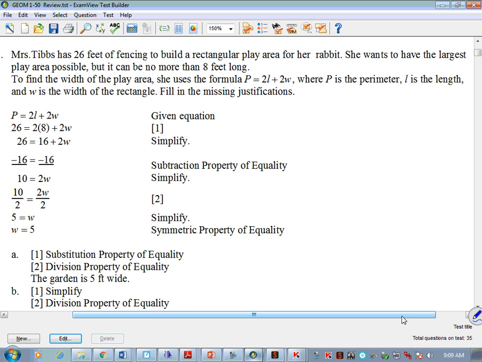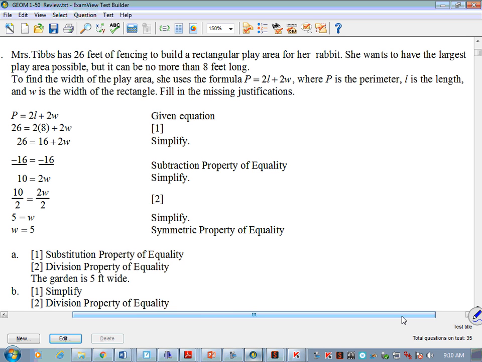Mrs. Tibbs has 26 feet of fencing to build a rectangular play area for her rabbit. She wants to have the largest play area possible, but it can be no more than 8 feet long. To find the width of the play area, she uses the formula that the perimeter will be twice the length plus twice the width, where P is the perimeter, L is the length, and W is the width of the rectangle. Fill in the missing justifications.